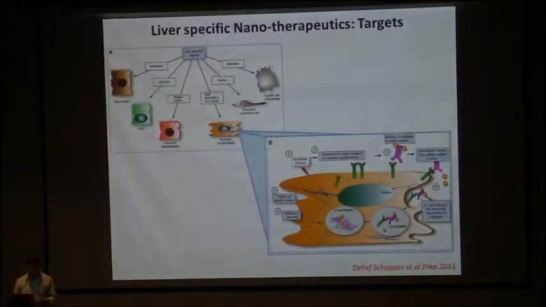So for liver-specific nanotherapeutic targets, whichever cell type it is, we can utilize galactose or EpCAM for HCC, integrin for cholangiocytes and activated hepatic stellate cells, PDGFR-beta again for hepatic stellate cells, hyaluronan for sinusoidal endothelial cells, and mannose for Kupffer cells.